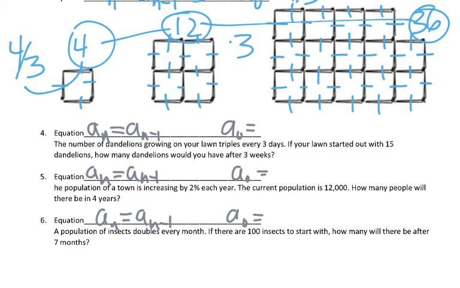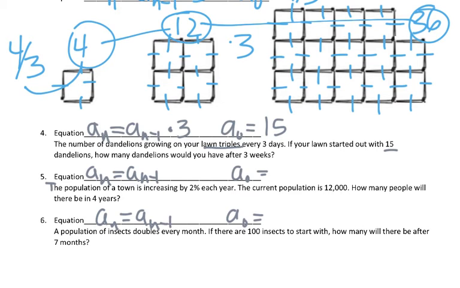So, the number of dandelions growing on your lawn triples every 3 days. If your lawn started out with 15 dandelions, okay, there's my start number, 15. How many dandelions would you have after 3 weeks? Okay. Again, we're more worried about the equation than actually answering. Okay. So it triples meaning times by 3, so we times by 3 there. Okay. Apparently forgot a T there.